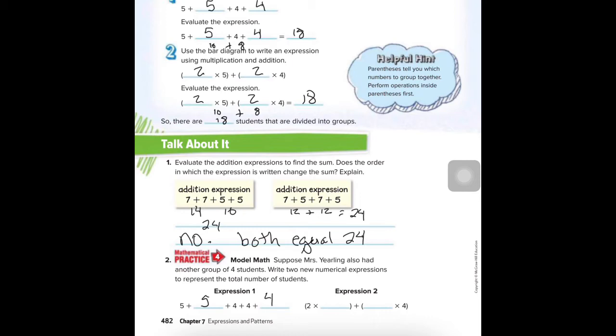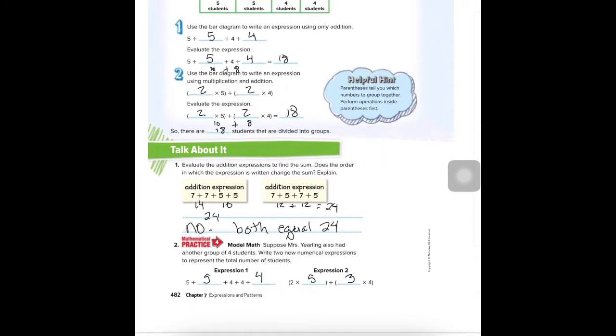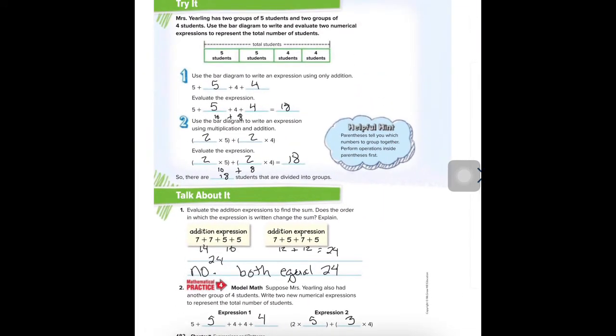And expression 2 is where we actually multiply. So how many 5s do we have? We have 2. And then they want to know how many 4s we have. We have 3. So 2 times 5 and 3 times 4. And that's all we do there. It's not asking us to solve them.